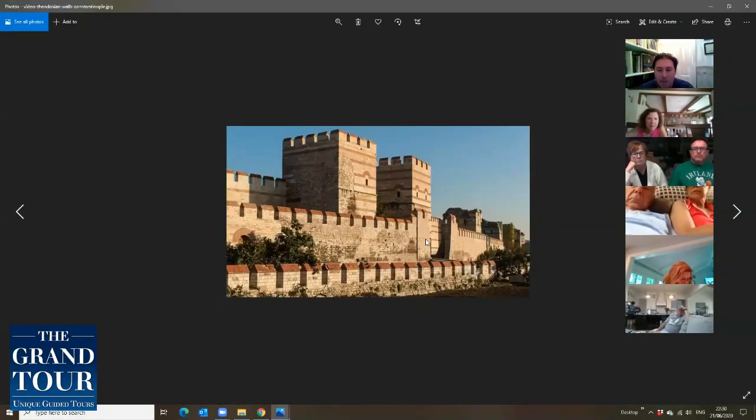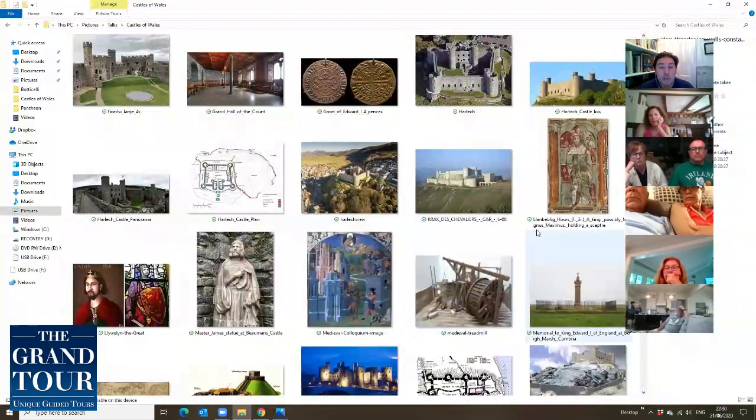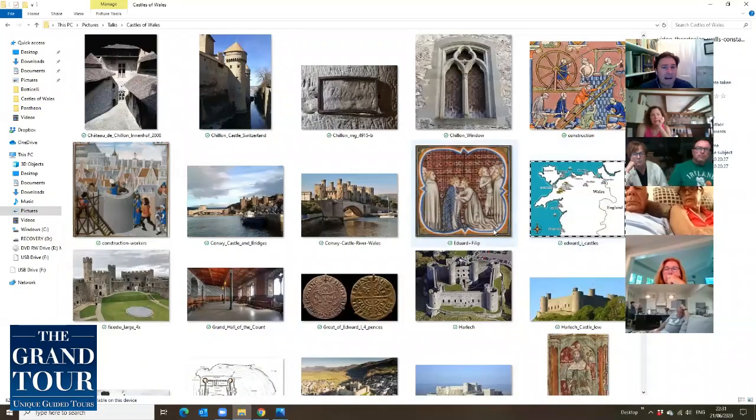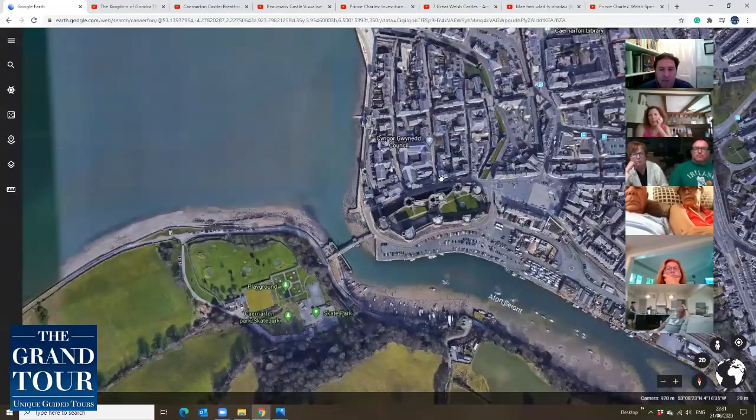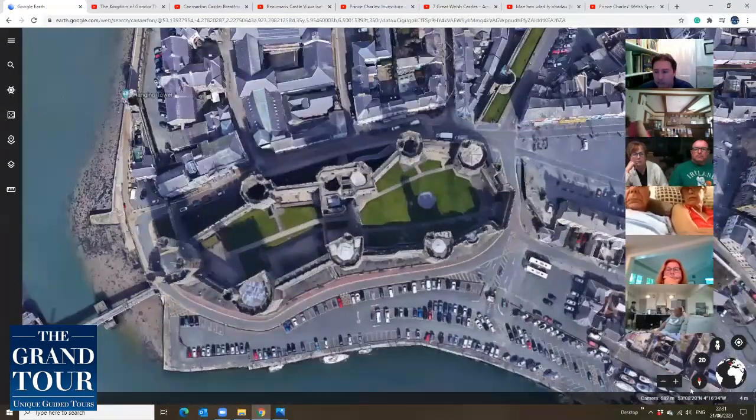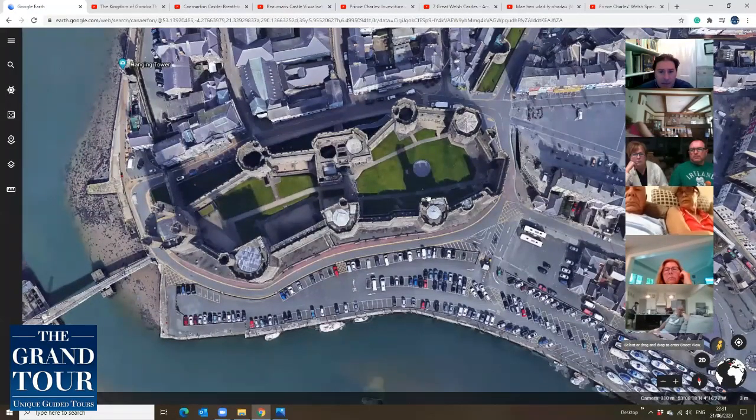Constantinople had 3 sets of walls, so these are the triple walls of Constantinople. And so also the gates at Carnarvon were very, very impressive, because they were, let's see if we can pop in and see.